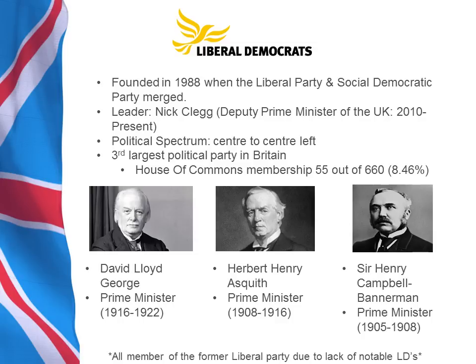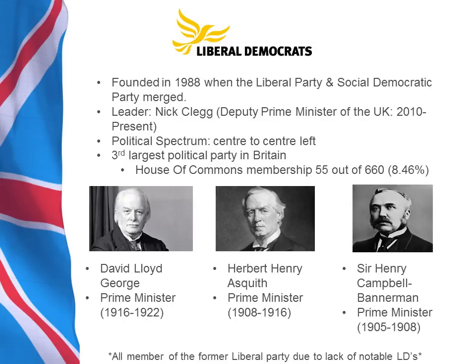Politically, they were kind of hard to read. They're conservative on some issues. They're liberal on some issues. So overall, if you had to say where they were on the political spectrum, I would say center to slightly center left. They're the smallest member of the big three, or if you want to spin it positively, they're the third largest political party in Britain. They currently hold 55 out of the 660 seats, which is roughly 8.5% of the House of Commons. And I really couldn't find notable members of the Liberal Democrats because they're so young.